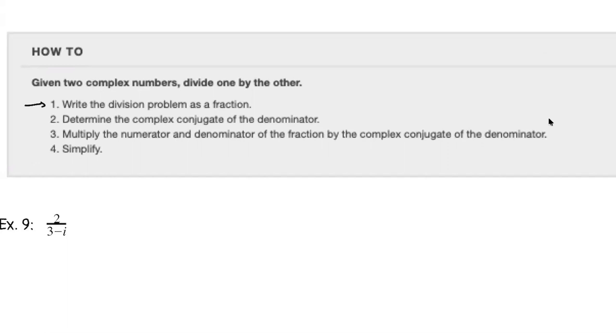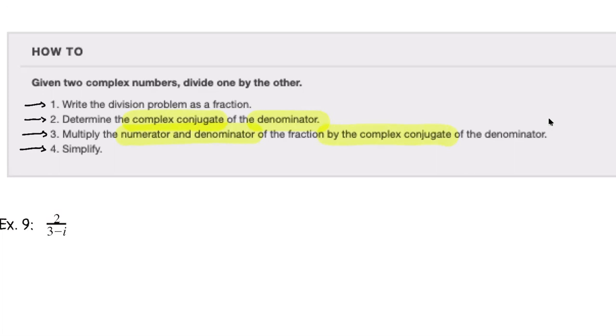The second thing you need to do is find something that we call the complex conjugate, but you want to find that of the denominator, okay? We're going to find the complex conjugate of the denominator. Then you're going to multiply the numerator and the denominator by the complex conjugate. And then you're going to simplify, okay?